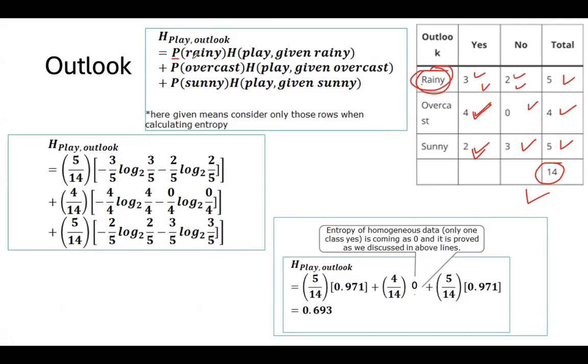So this is the probability of rainy times the entropy. I calculate the weighted average of that entropy, and the weight of that entropy comes from the probability of that event. So what is the probability of the event of rain? It's 5/14. I calculate the entropy for yes and no for rain, and then multiply it with its weight, and that weight is 5/14. This is where P of rain comes in: the entropy of rainy times the probability of rain.